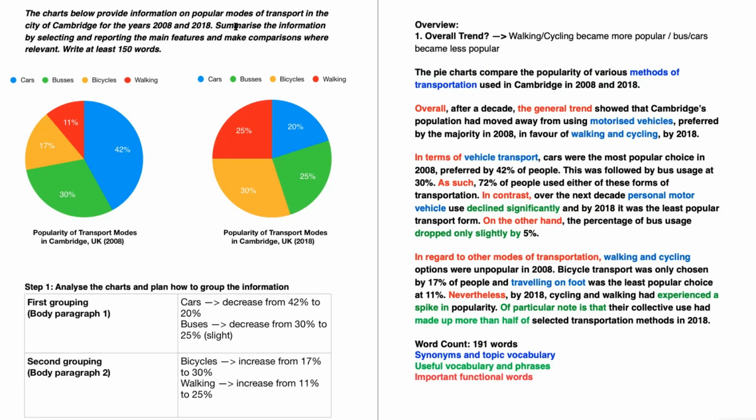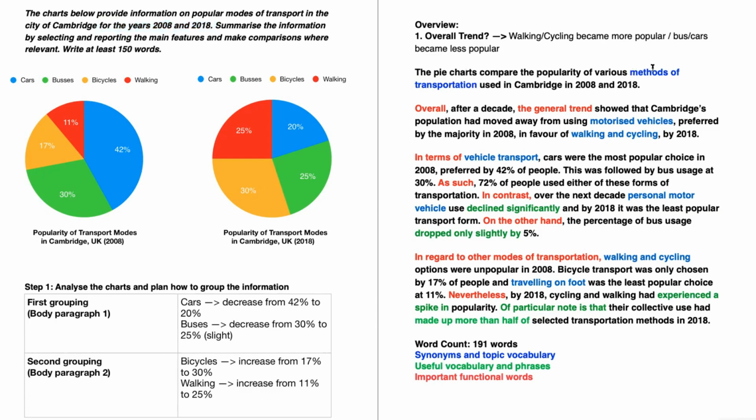Provide information. I've said compare just because I am setting the stage for what I'm going to talk about. Remember, you want to compare these two pie charts. And it says information on popular modes of transport. I've said the popularity of various methods of transportation in the city of Cambridge, I've said used in Cambridge for the years 2008 and 2018, and I've said, of course, in 2008 and 2018.